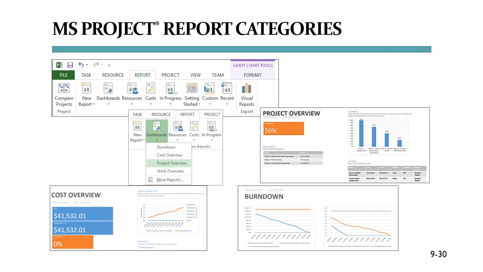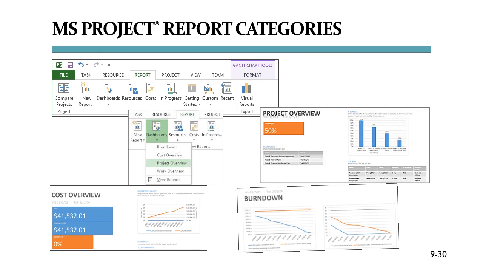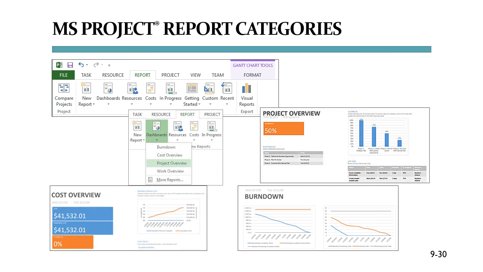This project overview report combines graphs and tables to show where each phase of the project stands, upcoming milestones and tasks that are past their due dates. That's only one of the canned reports. You can see that a burn-down chart is also available and a cost overview, and then a ton more reports. You can even configure your own.